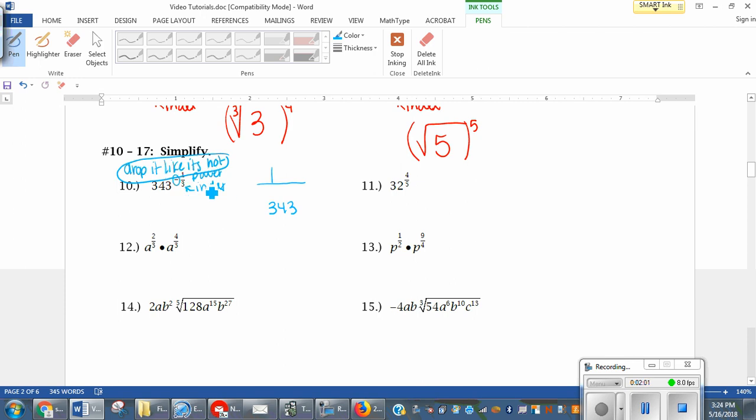So our index on the radical is 3 and the power is 1. Well, if the power is 1, you don't actually need to show it. So when I simplify the radical, it's just going to become 7, 1 over 7.